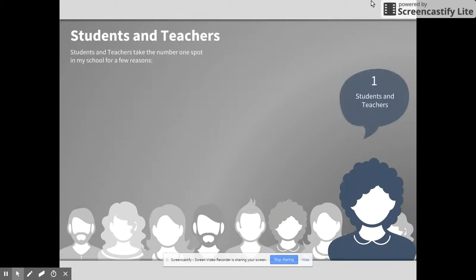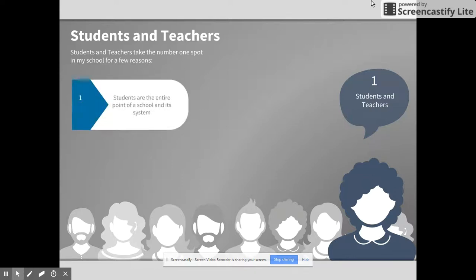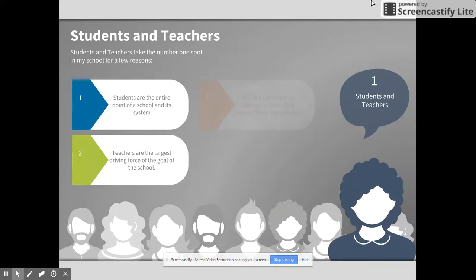So when looking at this hierarchy, I have the students and teachers first. The reason is that the students and the teachers take the number one spot in my school because they are the entire point of the school. Why else are you having a school if not to teach students what to learn? Therefore, students take the number one priority. But at the same time, you can't teach the students without the teachers. So between the students and the teachers, you have the most valuable parts of the school, and you have the largest force of the school. The whole entire goal of the school is to teach the students. All other systems in this organization work to support those two groups.